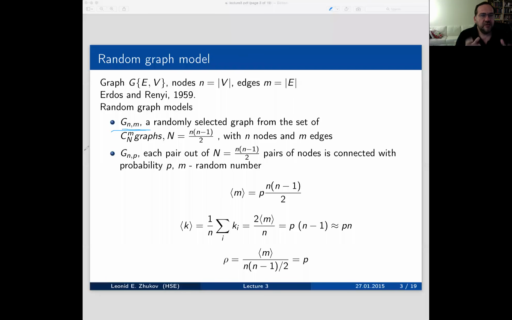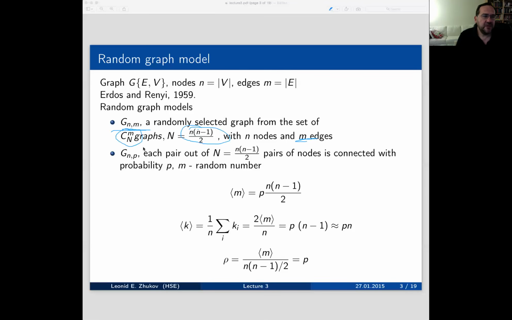Now, if you have n nodes, the total possible number of connections between them will be the total number of pairs you can make out of n nodes. And that's n times n minus 1 over 2, right? That's the total number of pairs you could make. So out of those pairs, that's the maximum number of edges you can have in a graph. We select m edges, and when we select m edges out of that number, that's how many combinations of m edges you can select, right? So it's that number choose m.